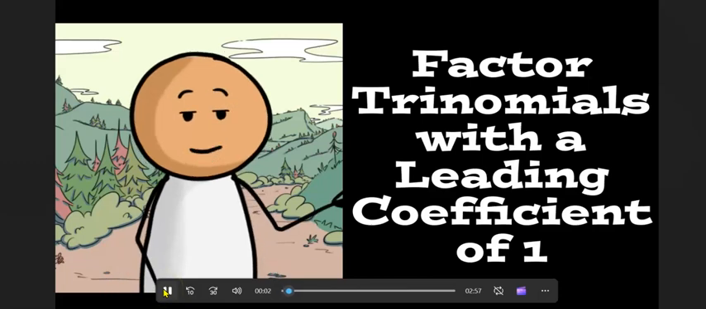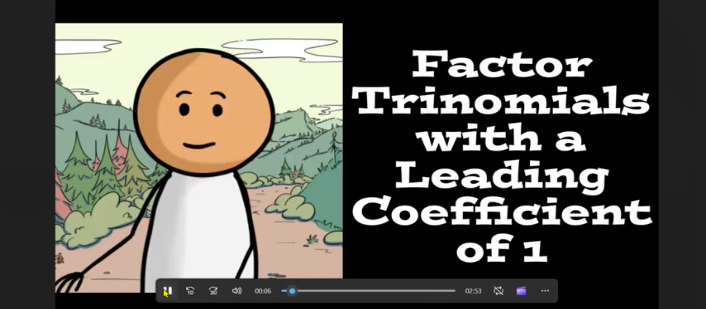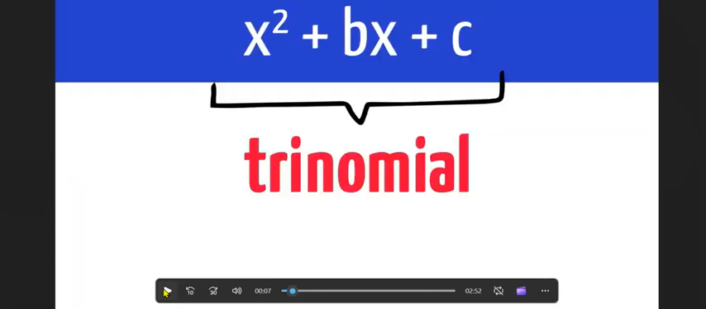Hi, I'm Phil. Today we will factor trinomials with a leading coefficient of 1. This demonstrates several of the principles that we learned in Module 5, like the personalization principle, the voice principle, and the embodiment principle.